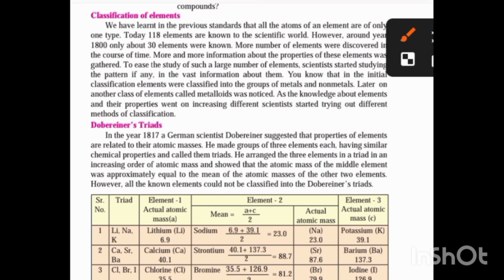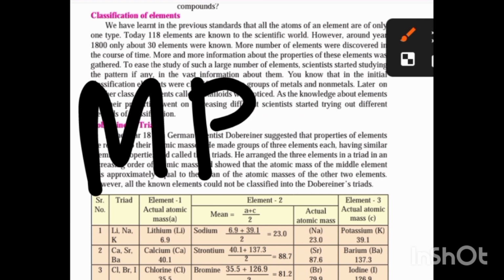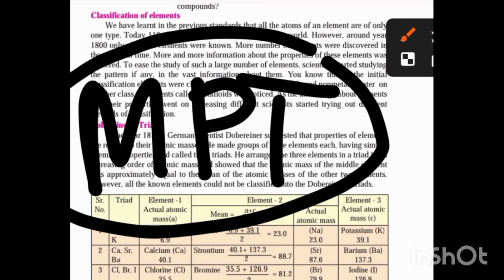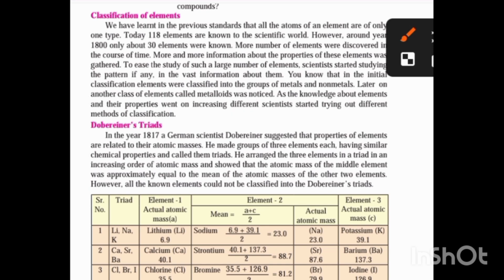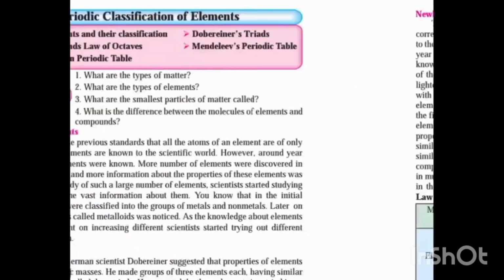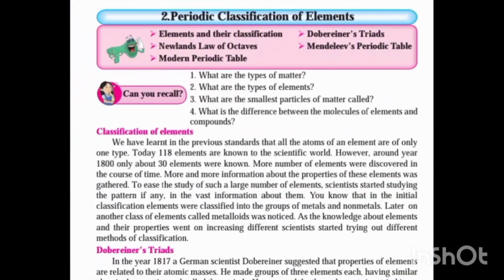Basically there are 118 elements in our periodic table. Are you aware of the periodic table, that is the Modern Periodic Table, MPT? Are you aware of that periodic table? If you are, then let me know in the comments.